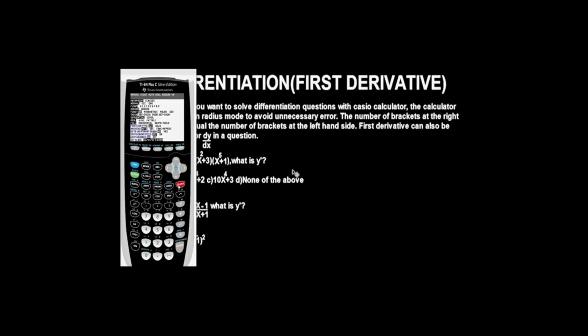Let's clear this. Having done this, the next thing you're going to do is to store a number, which we're going to use to differentiate the question and then evaluate or simplify the options to get our answer. That is the idea behind solving derivative problems with the TI-84 Plus calculator.